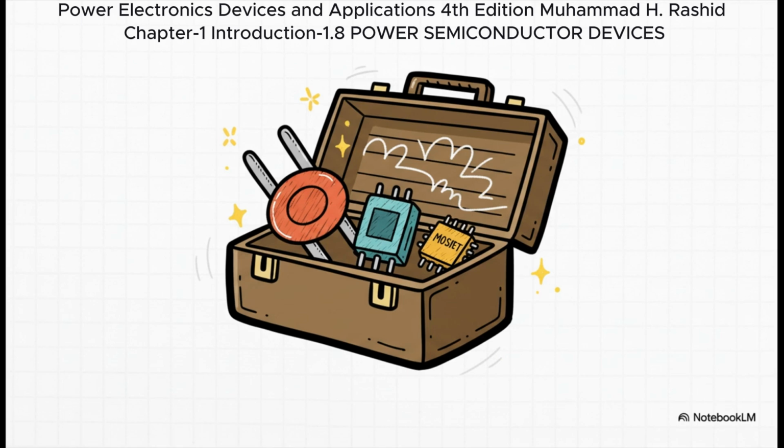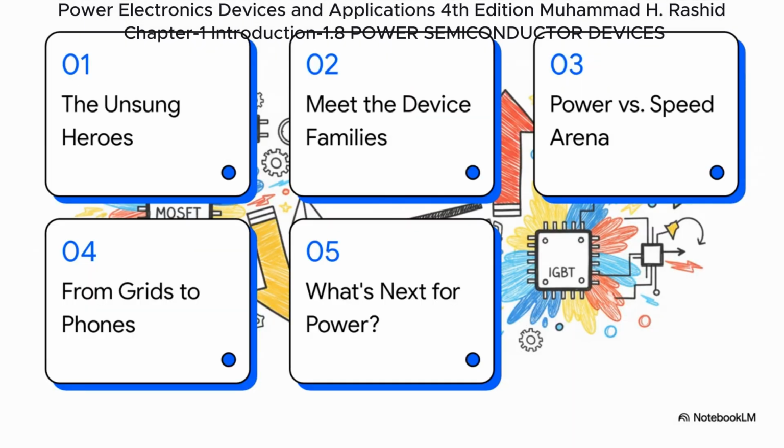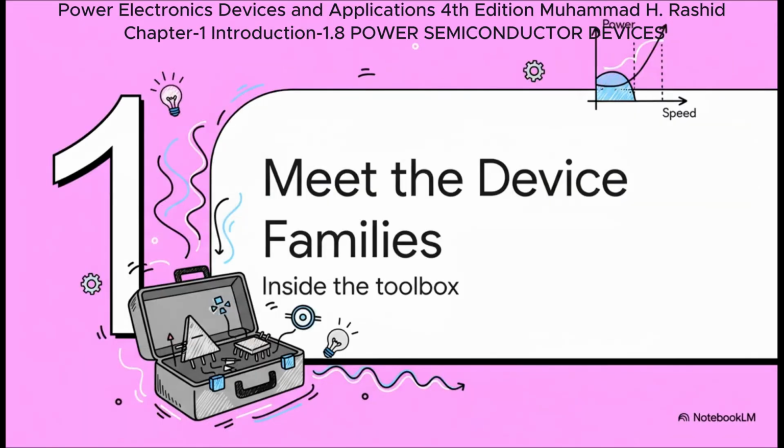As engineers, we have a specialized toolbox filled with different kinds of high-power switches. Each one is a tool designed for a very specific job. The real skill is knowing exactly which tool to grab for which problem. So here's our game plan. First, we're going to open up that toolbox and meet the main families of devices. Then, we'll dive into the single most important concept in this field, the epic battle between power and speed. After that, we'll connect it all to the real world, and finally, we'll take a quick peek at what the future holds for all this tech. Okay, let's get right to it.